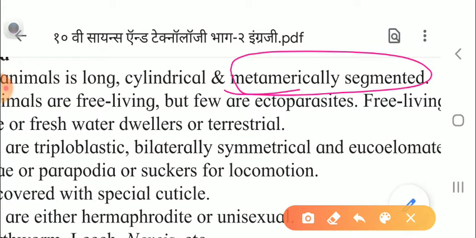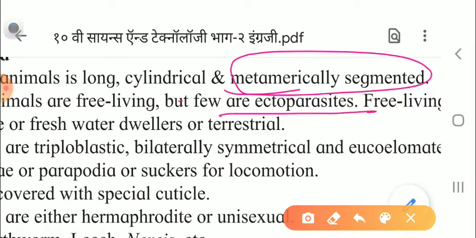Metamerically segmented means they have somite cells or homologous segments, or you can say the repetition of organs and tissues at intervals along the body. So this is called a metamerically segmented body. The animals are free living, but some are ectoparasites. Now what is the meaning of ectoparasite, children?